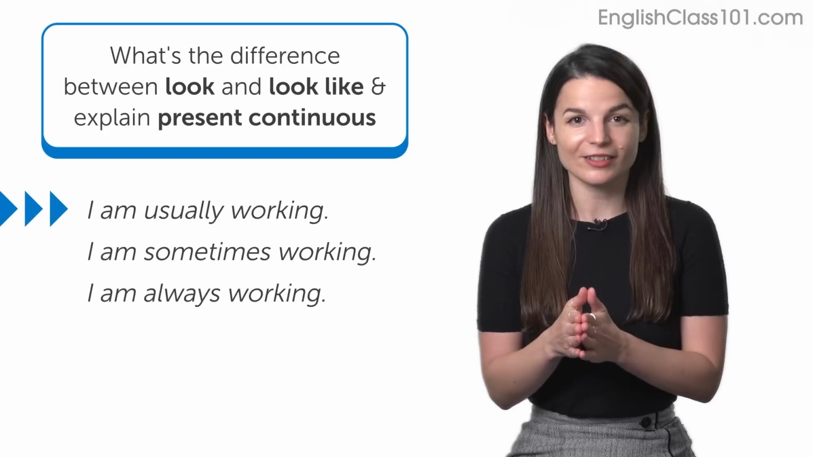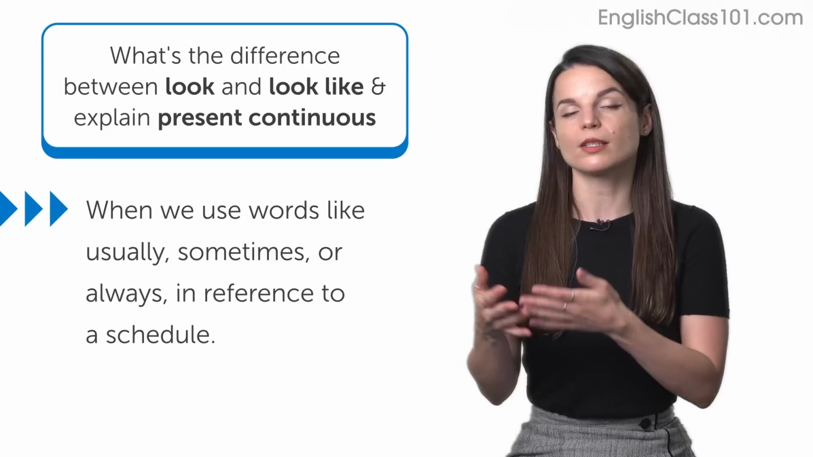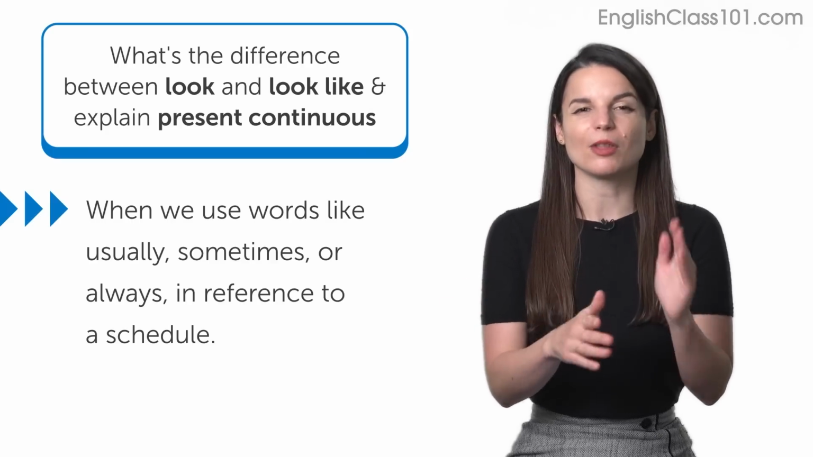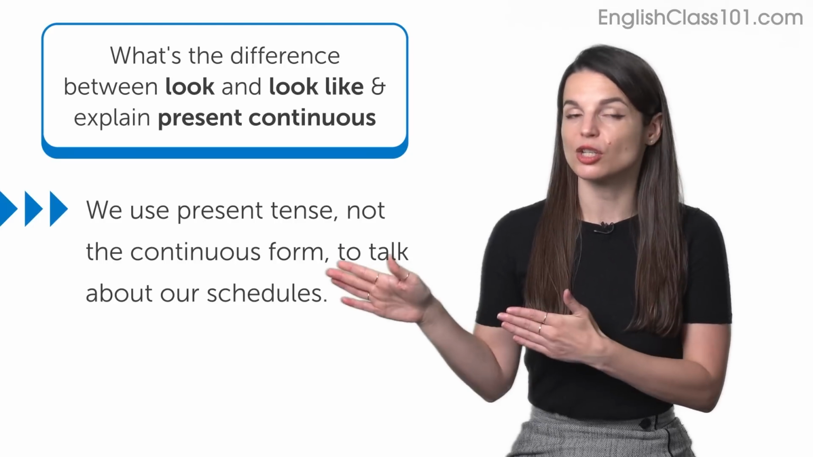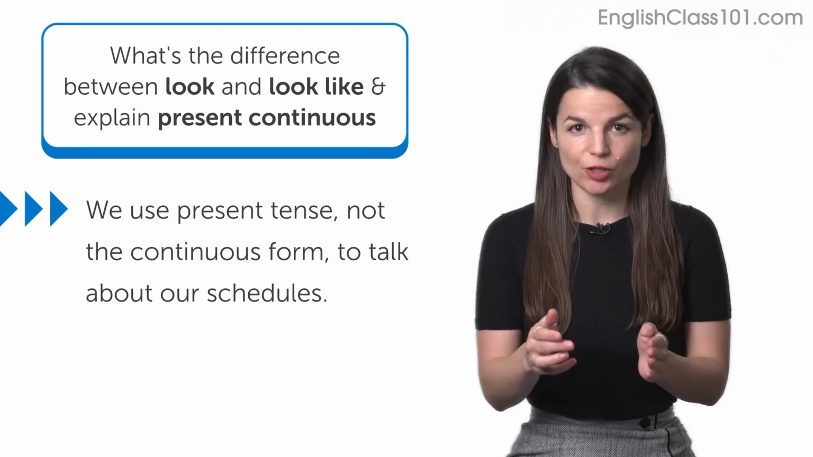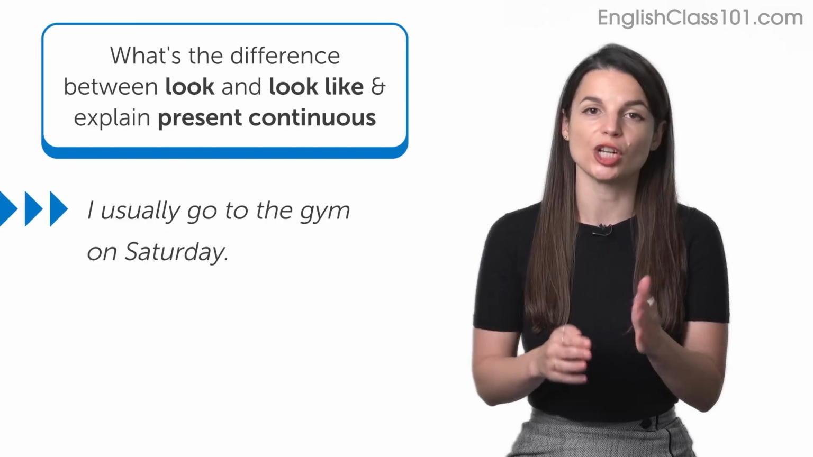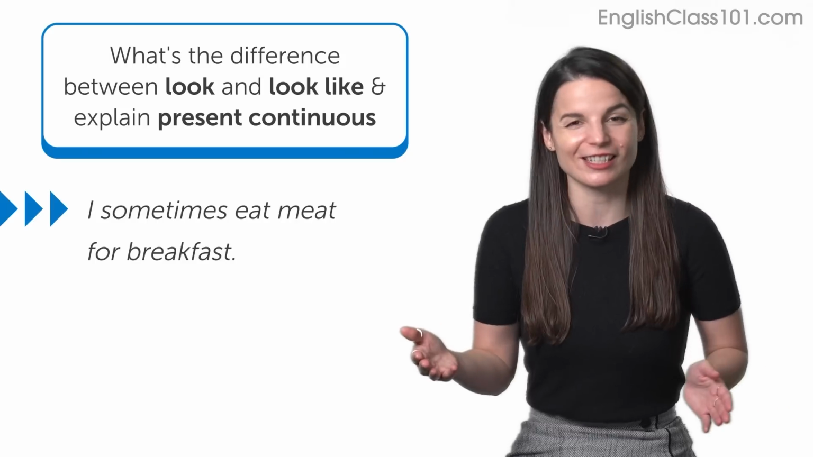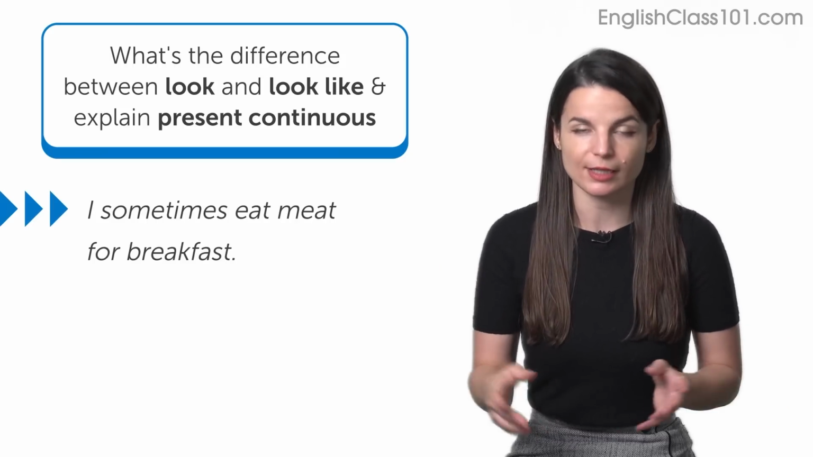Okay, so the short answer to your second question, if I understand it correctly, is that when we use words like always and sometimes and usually, we're typically talking about them in terms of a schedule, right? And we use present tense, not the continuous form, to talk about our schedules. Like, I always work in this office on this day, or I usually go to the gym on Saturday, or I sometimes eat meat for breakfast, whatever your sentence is. When we use these words, we tend to use them to talk about schedules and so on.